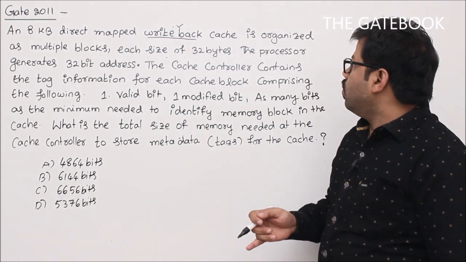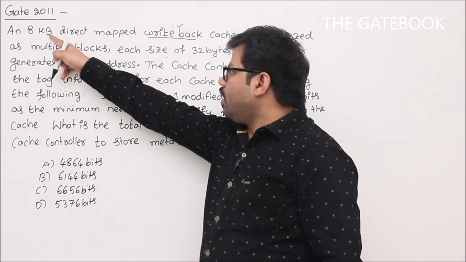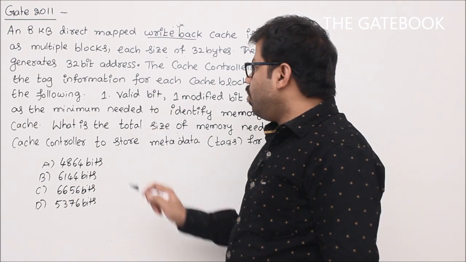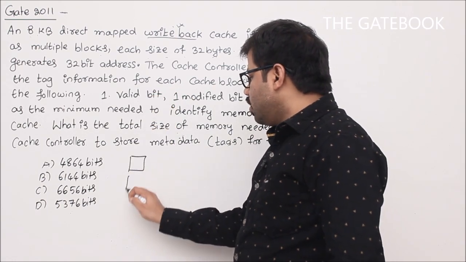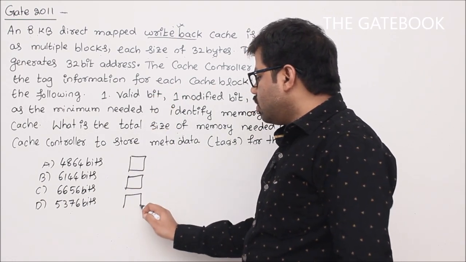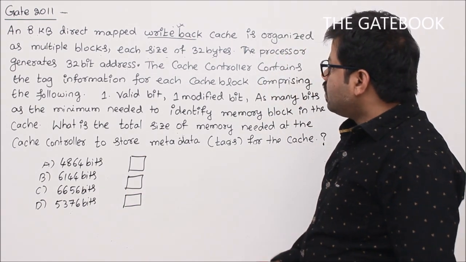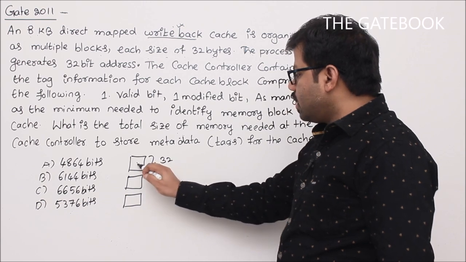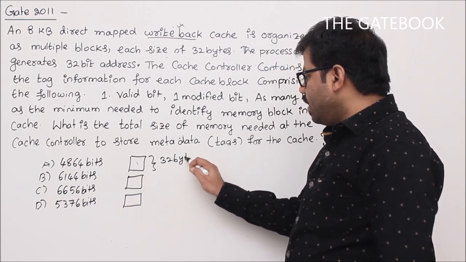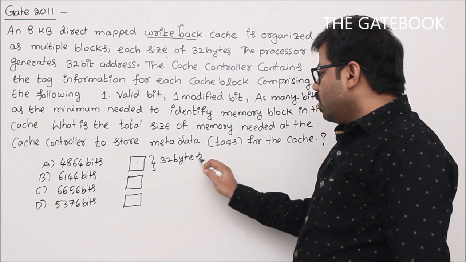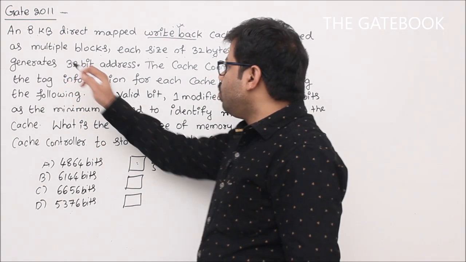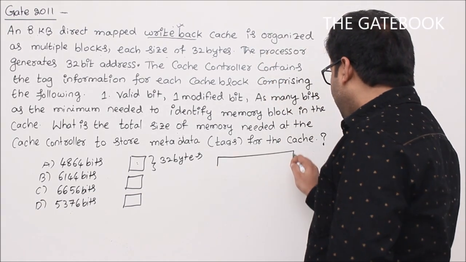So we are given an 8 KB direct mapped cache. Ignore write back. It is organized as multiple blocks, right? So these are all, let's say, various blocks, and each is of size 32 bytes. Whenever they say cache block size 32 bytes, we should think that it is about data. So the data is 32 bytes. The processor generates a 32-bit address. Fine.